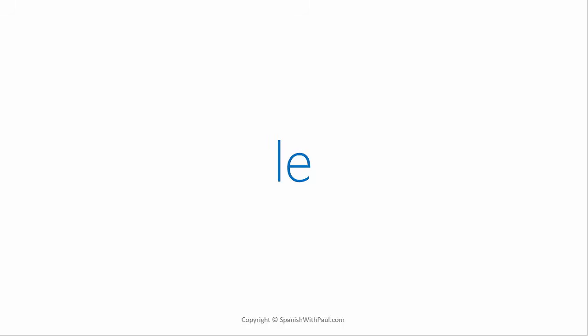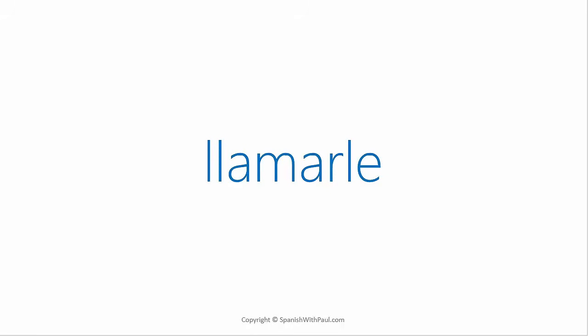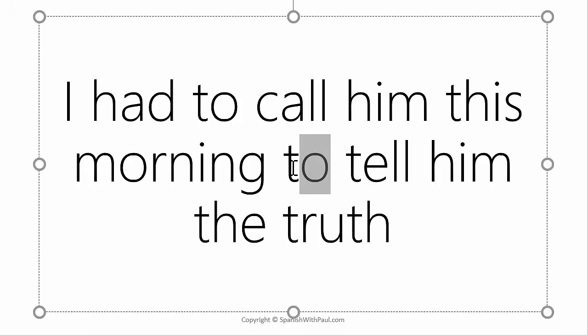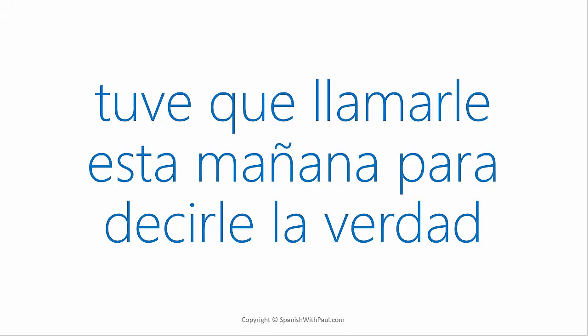Just as before, if you want to express to call him or to call her, you're going to use the pronoun of le. So we get the sound of llamarle, llamarle. How would you say, I had to call him this morning to tell him the truth? Remember that this to is implying in order to. Tuve que llamarle esta mañana para decirle la verdad.